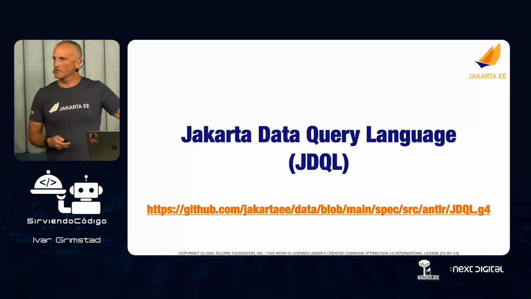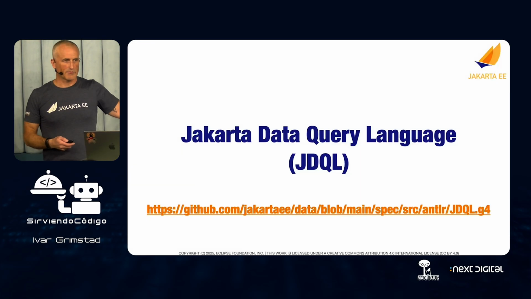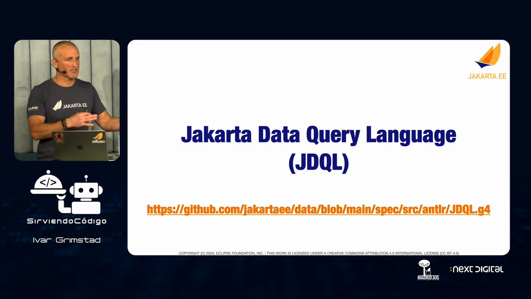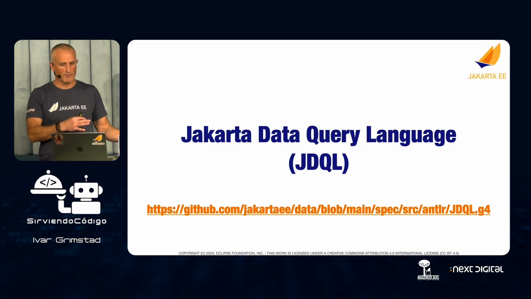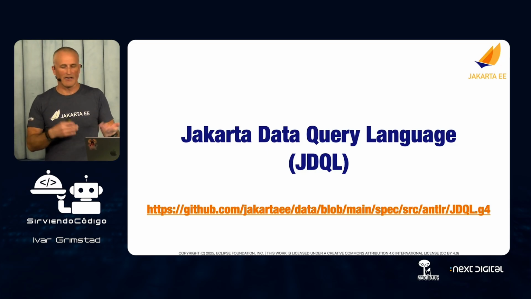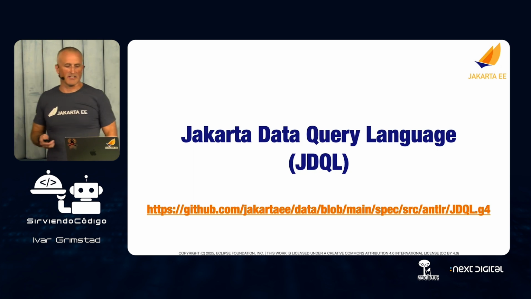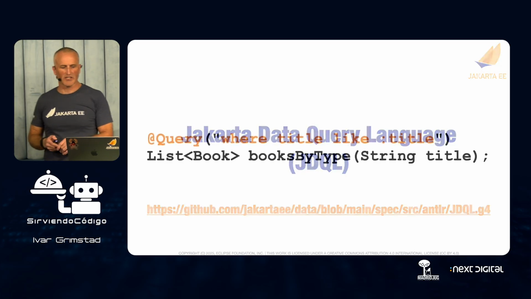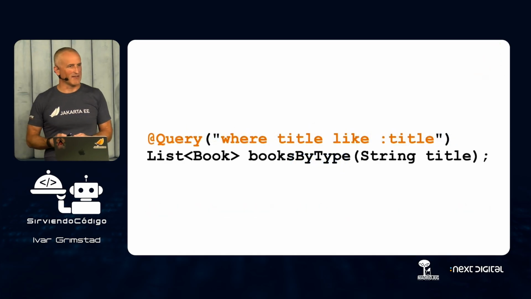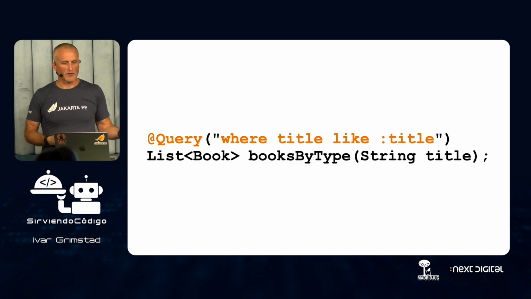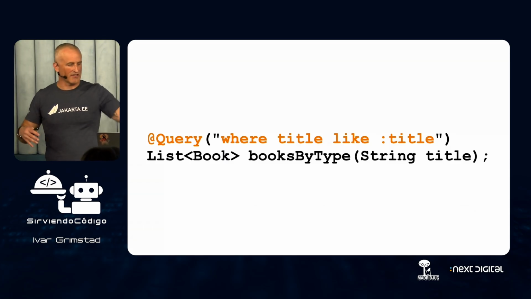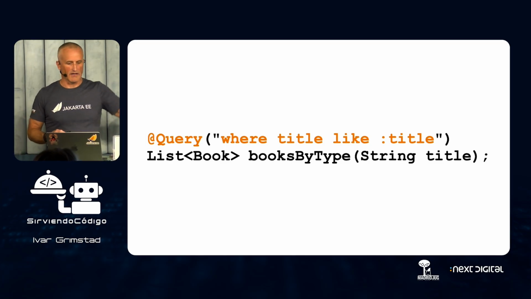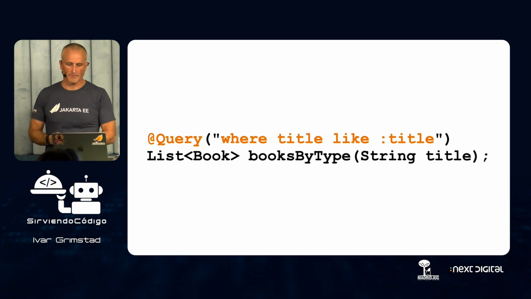And we're also doing some more that Spring Data doesn't have. We're creating a Jakarta Data query language, which is a subset of the Jakarta Persistence query language. It allows you to write queries in the annotations using a query language. So it's a little bit safer than using the method name, for example. So this one, books by type would be the query, but you can also add to the query where title equals like something. And this is the query language in the query annotation.